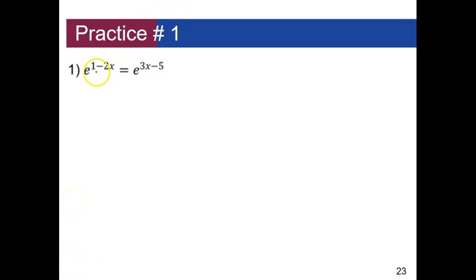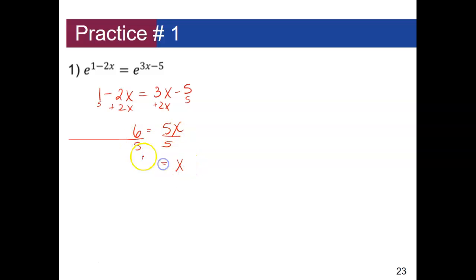Okay, on this one, we have like bases, so we're just going to be able to set our bases equal to each other. Okay, so I'm going to add 2x to both sides. And I'm going to add 5 to both sides. So I'm just going to solve this, and I'm going to have 6/5 as my answer.